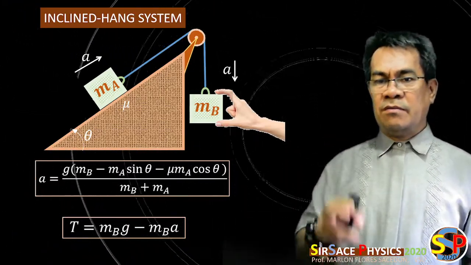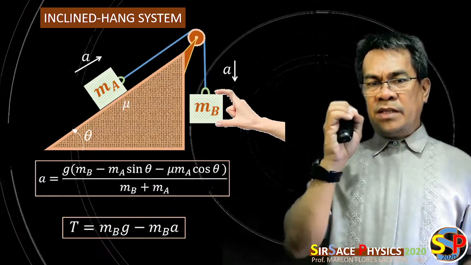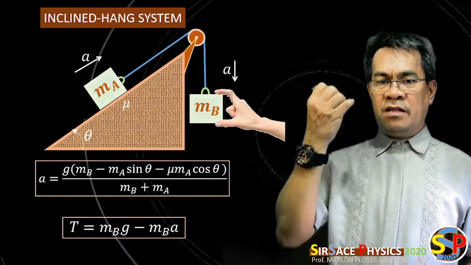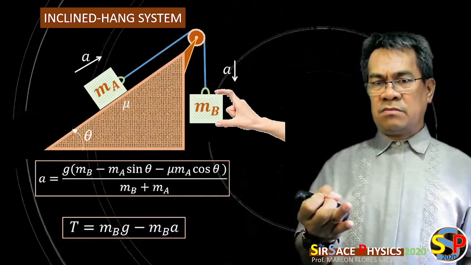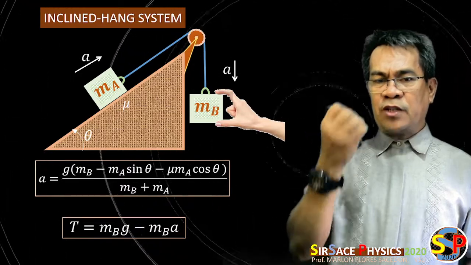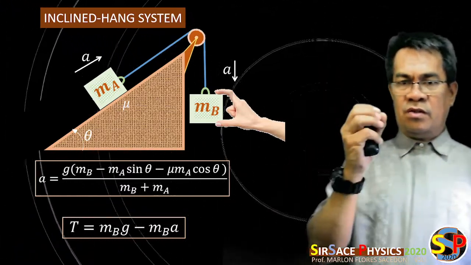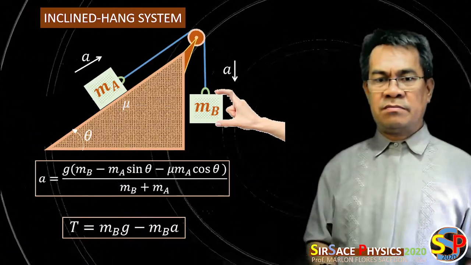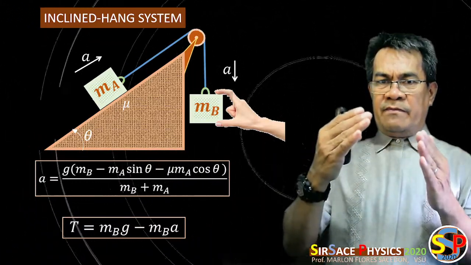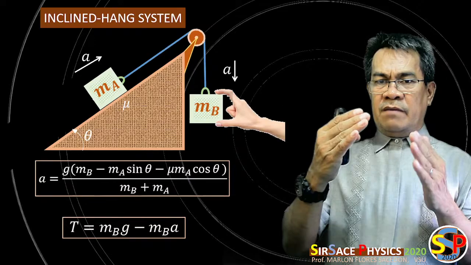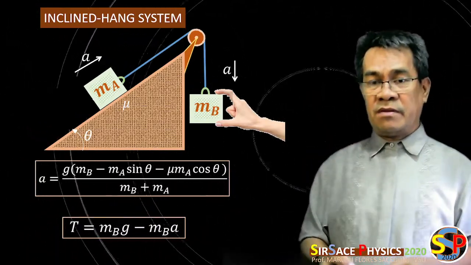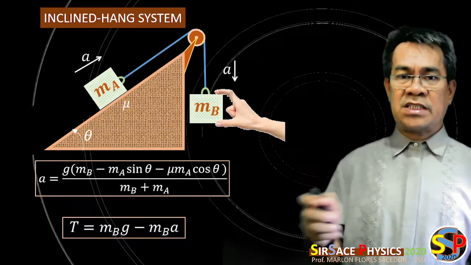So meaning, the weight of mass B was subtracted by two forces: the component of the weight of mass A, and the friction between object A and the inclined plane. If the system will have a reverse direction, then we need some revision on that. So, now let us first apply this to a problem.